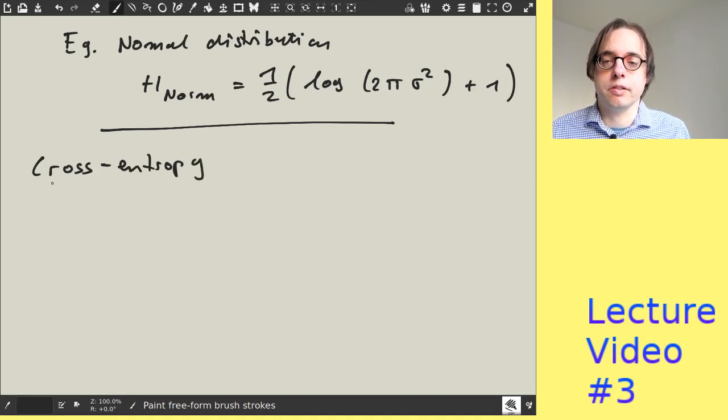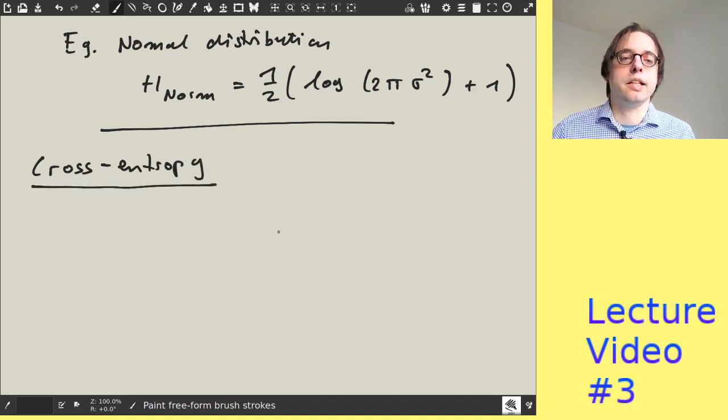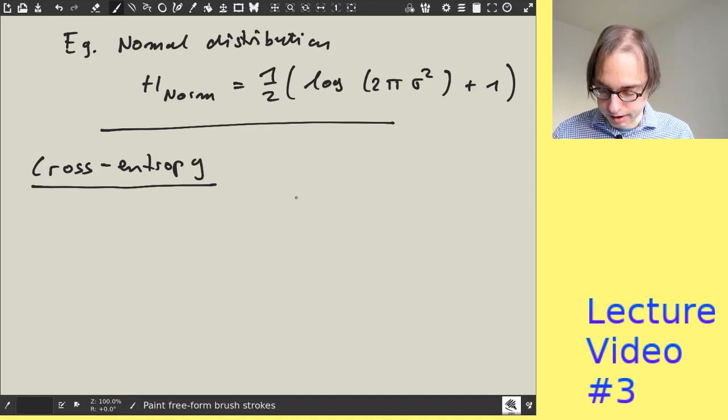So if you have noticed so far, in the surprise, we have taken the expectation over a density or probability mass function, and that was the same density. Now we can define the cross entropy by using different distributions for the expectation and for the density that we are taking the expectation of.